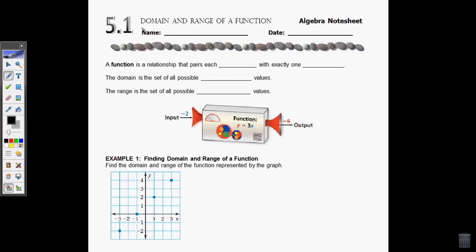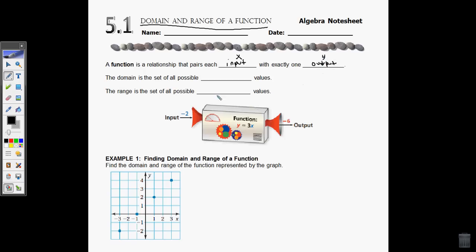But actually, what we need to do is talk about domain and range of functions. A function is a relationship that pairs each input, what we also generally refer to as x values, with one output, what we generally refer to as the y values.